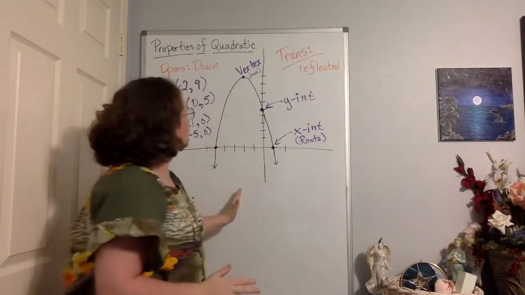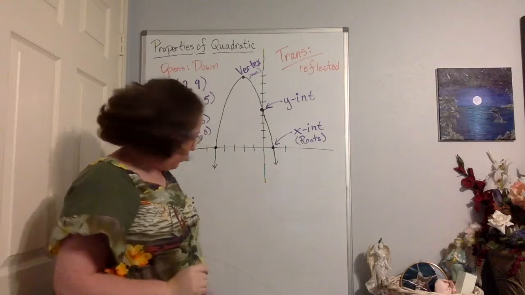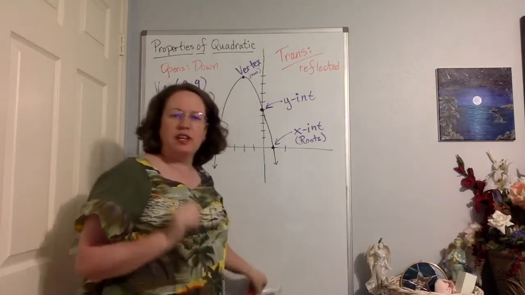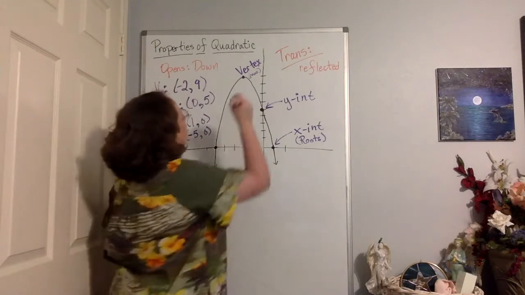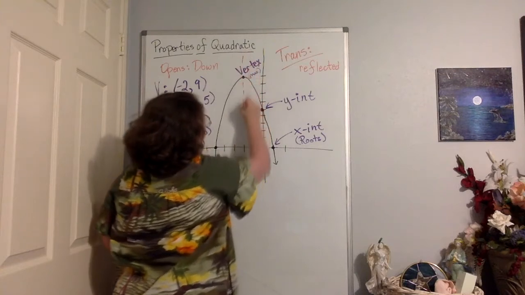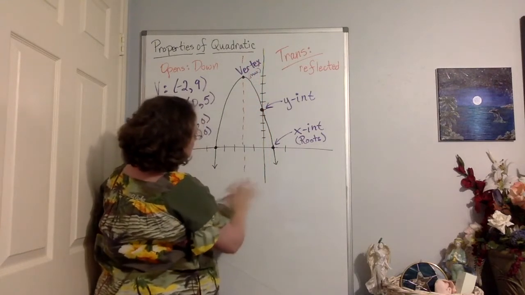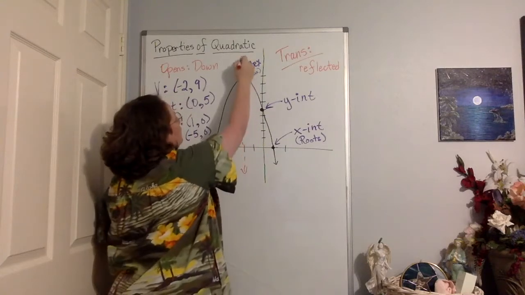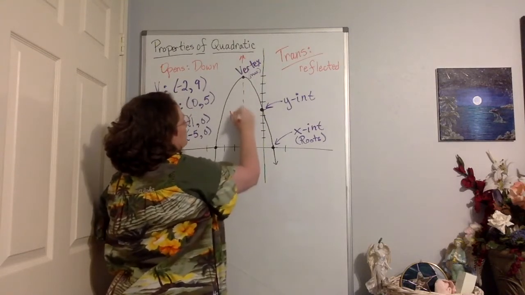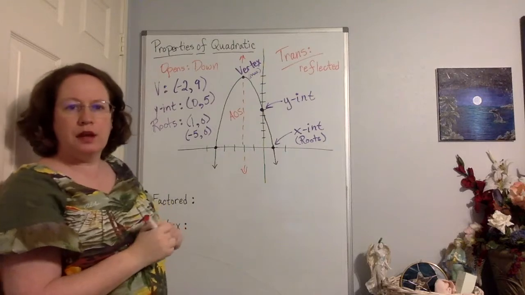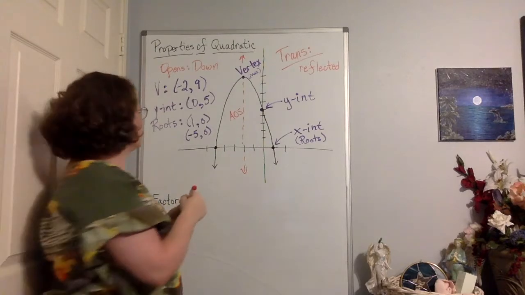So that line that cuts it in half, that line is called the axis of symmetry. Okay? Think of it as a little imaginary dashed line. Okay, and this is my axis of symmetry. I'm going to abbreviate it. We call it the AOS for axis of symmetry, right?